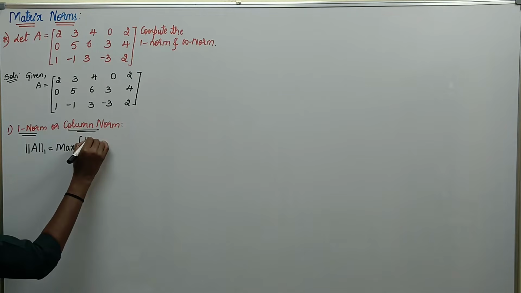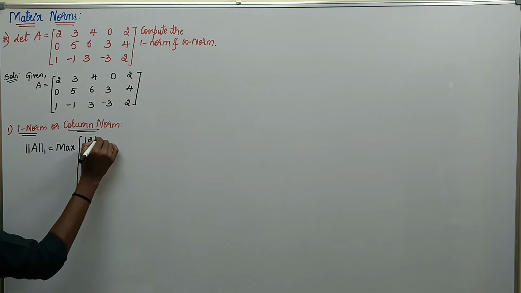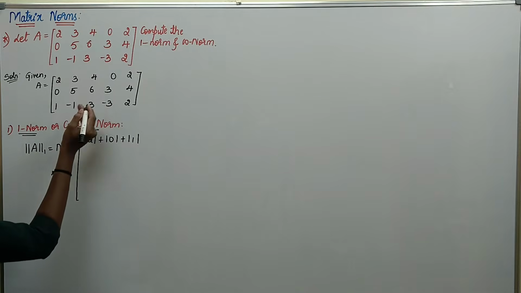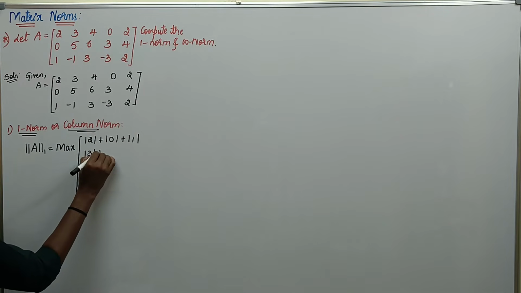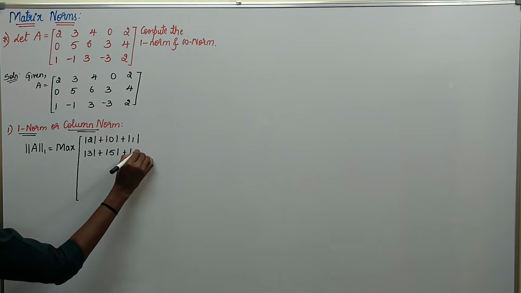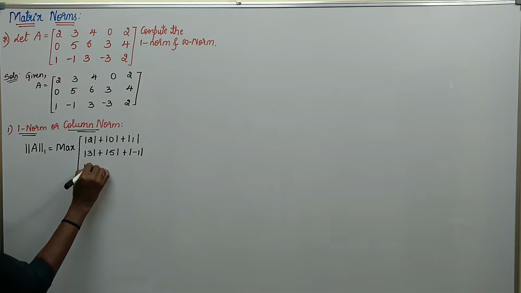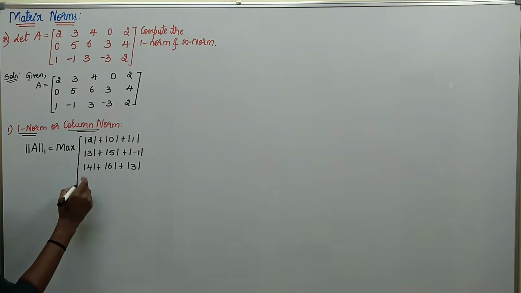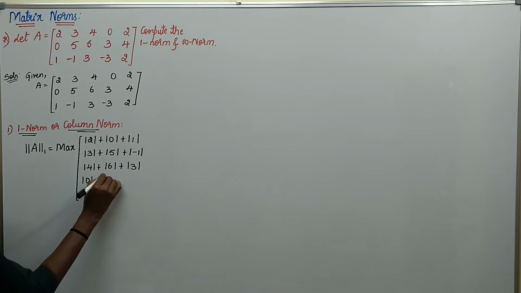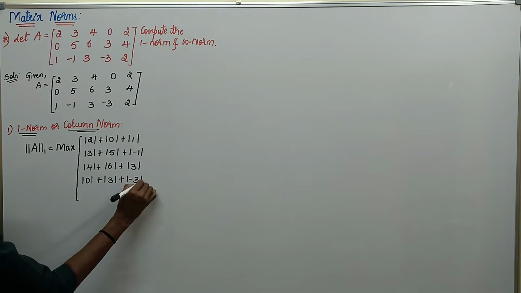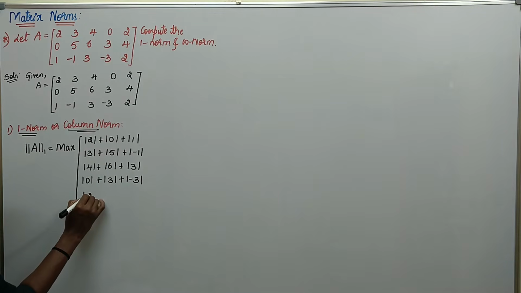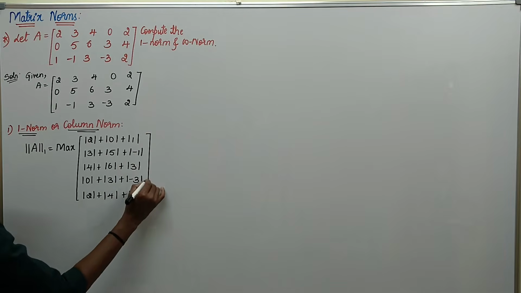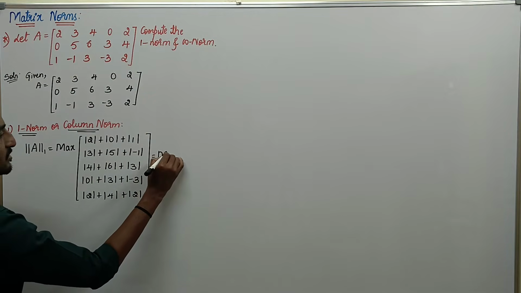that is, the first column, modulus 2 plus modulus 0 plus modulus 1, that's it. Next, the second column, modulus 3 plus modulus 5 plus modulus minus 1. Next, modulus 4 plus modulus 6 plus modulus 3. Next, the fourth column, modulus 0 plus modulus 3 plus modulus minus 3. Next, the last column, modulus 2 plus modulus 4 plus modulus 2, which will be equal to the maximum of.